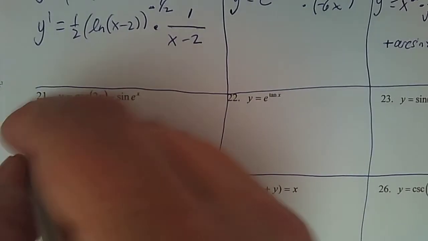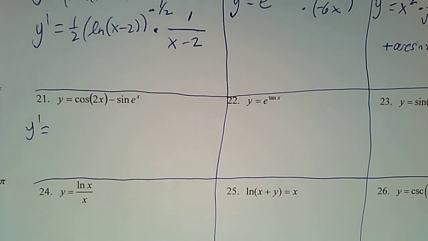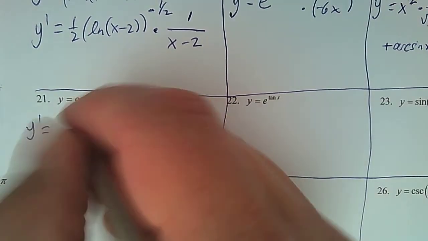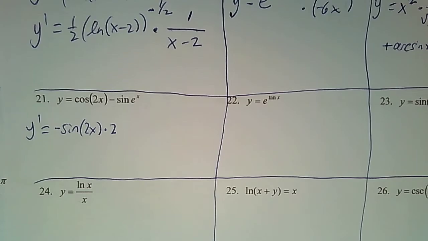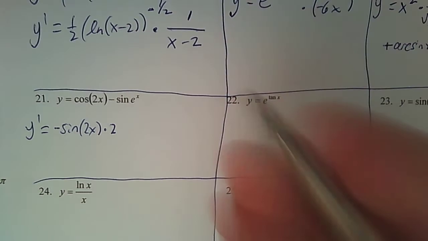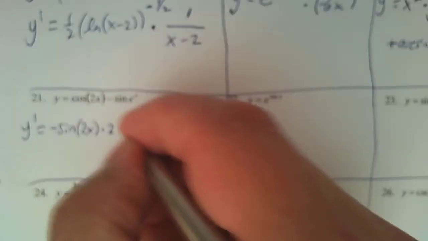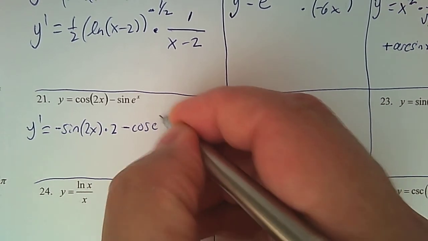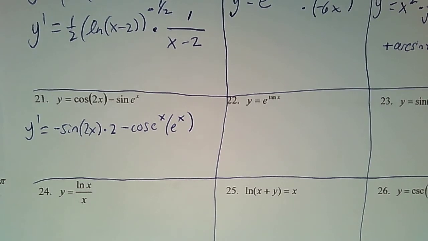All right, 21. You, then me. So do the derivative for 21, then press play. So press pause, do it, then press play. All right, here we go. The derivative of cosine is negative sine 2x, but it has a little hook of 2 because the derivative of 2x is 2. And then sine e to the x. So the derivative of sine is cosine, and it's cosine e to the x times the derivative inside, which is e to the x. And that's it.